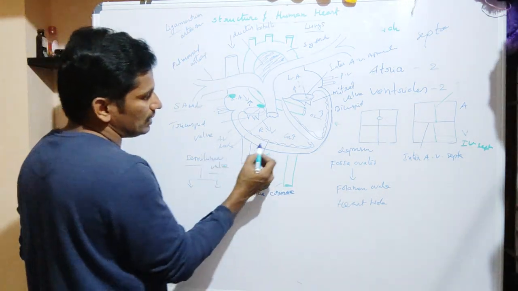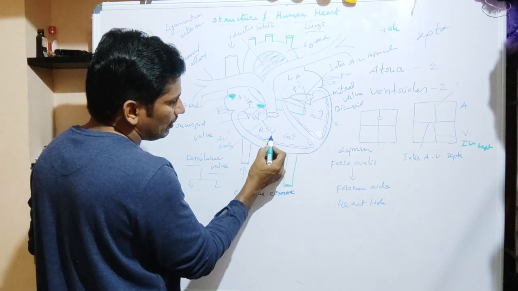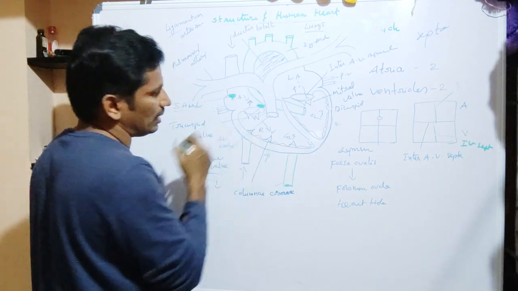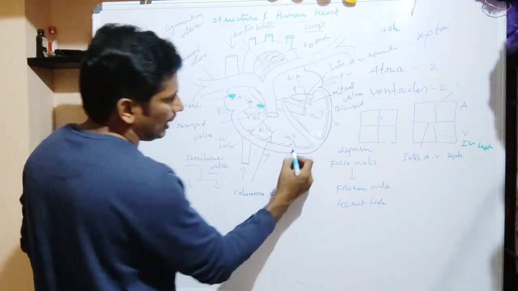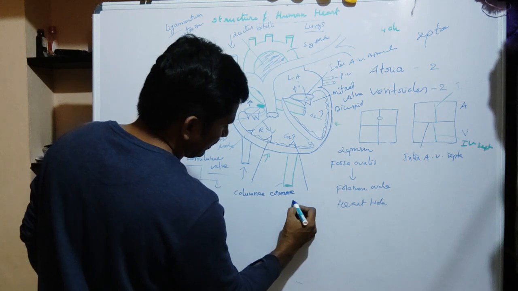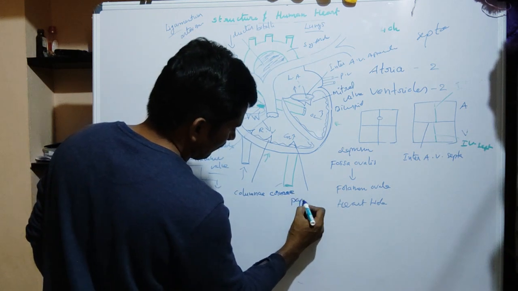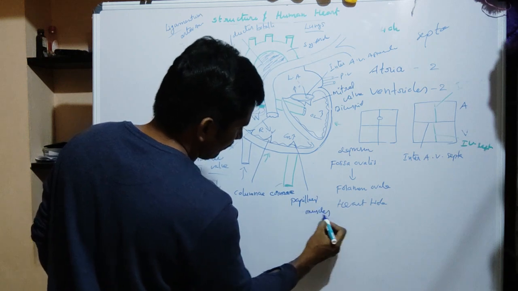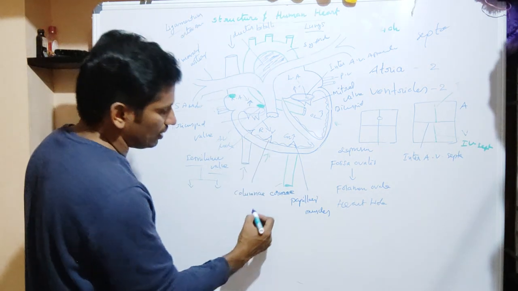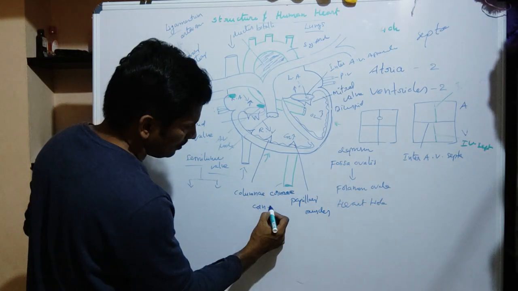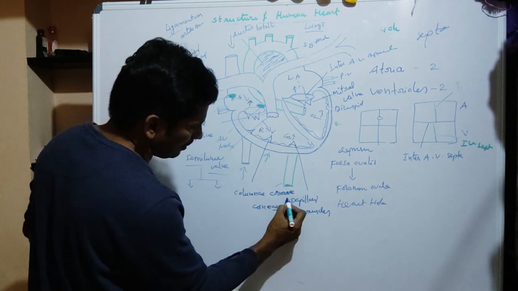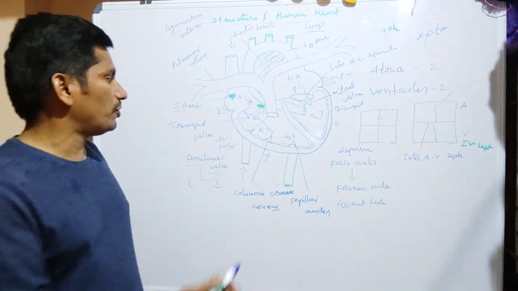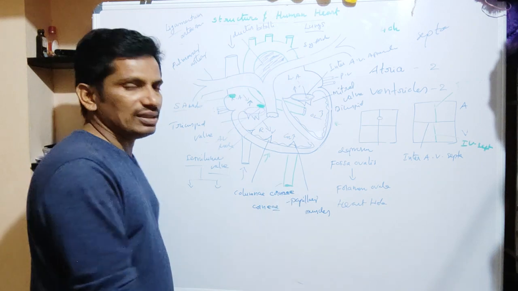Among these muscular ridges, some are pyramid or triangular in shape. We call these the papillary muscles. The muscular ridges called columnae carneae that have a triangular or pyramidal shape, we call the papillary muscles.